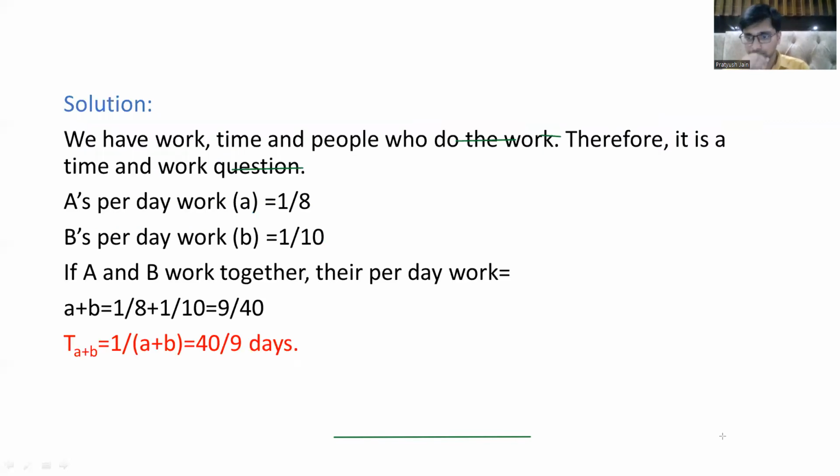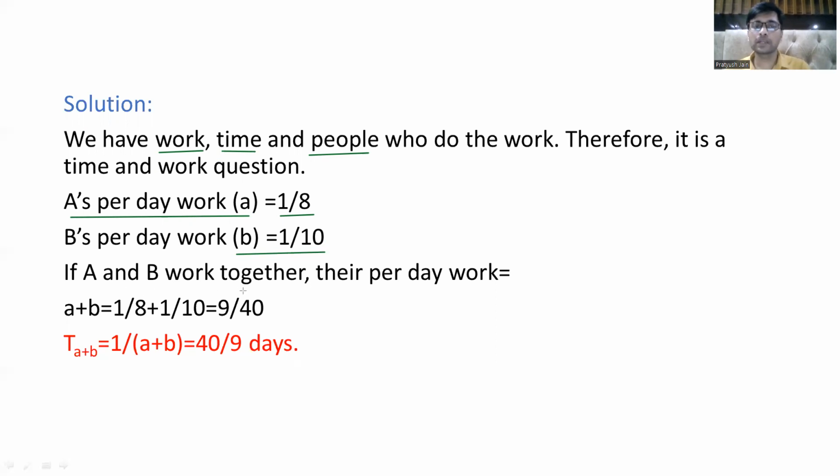Now here, notice that we have work, which is writing a book. We have some time, 8 days, 10 days, and we have some people A and B who do this work. So it is a time and work question. That's the first thing that we notice. Now we say that A's per day work or small a is equal to 1 by 8, right? 1 upon total time taken by A, which was 8 days, so 1 by 8. Similarly, B's per day work or small b is equal to 1 by 10. B takes 10 days to completely write the book, so 1 by 10 is his per day work.